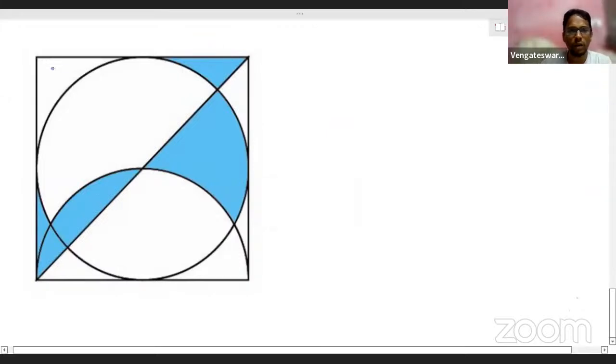Now understand something. You have a square here, and inside it you have a circle inscribed in the square. And what about this line, students? How do you call this line? What is that line called?